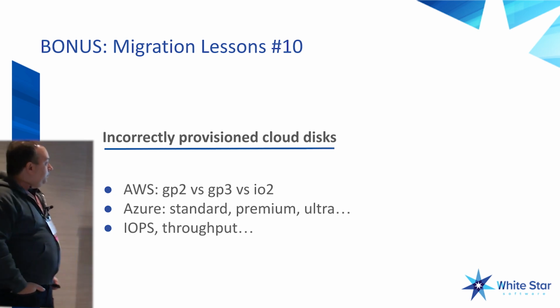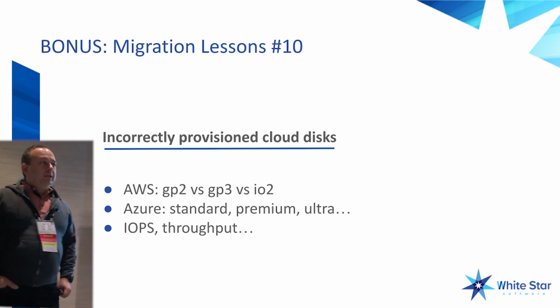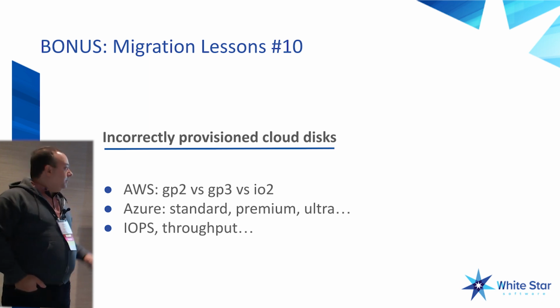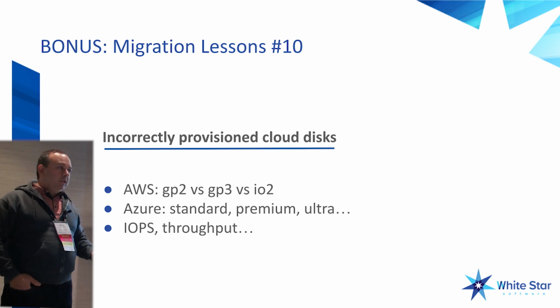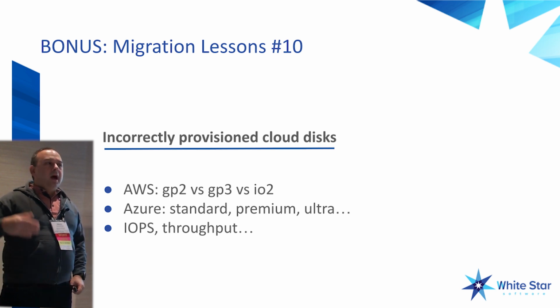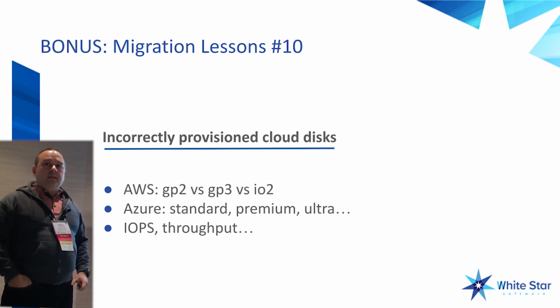Good. And then incorrectly provisioned cloud disks, number 10. Again, are you using GP2? You don't need to use GP2s anymore. You should not be using GP2s. You should be using GP3s today. I don't really think there's a reason to use IO2s. If you think GP3s are not good enough for you, come talk to me. We'll talk about ephemeral disks. And then the same thing on Azure using standard, premium, or ultra disks. I think they're pricier on the Azure side versus the AWS side for the same given performance. But if, again, you pick the wrong disks, your performance is going to suffer.